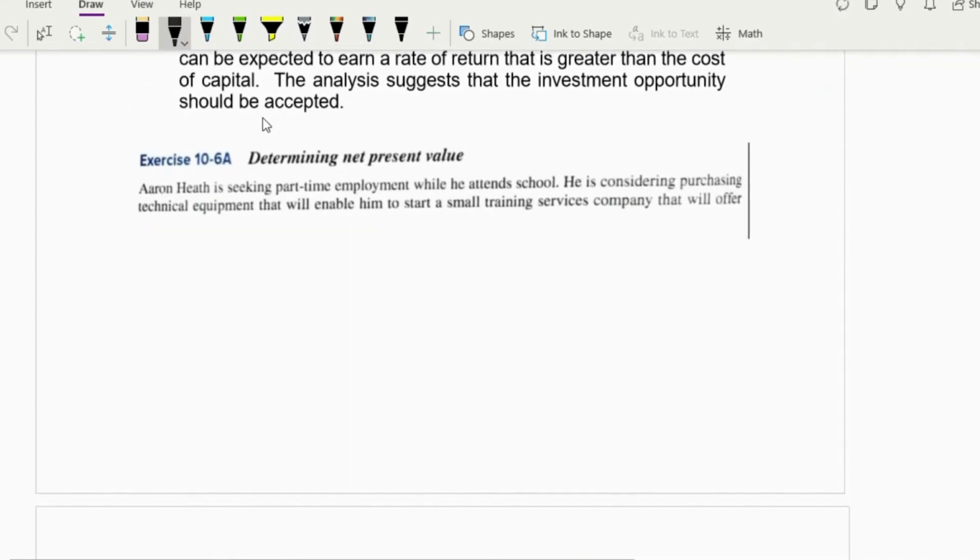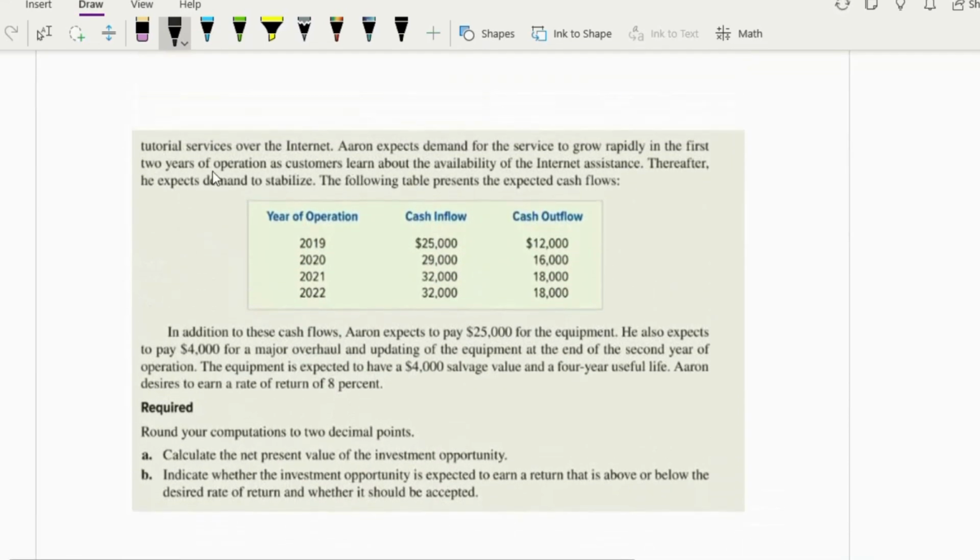Moving on towards exercise number 10-6, Arun Heath is seeking part-time employment while he attends the school. He's considering purchasing technical equipment that will enable him to start a small training service company that will offer tutorial services over the internet. So he wants to do this small business.